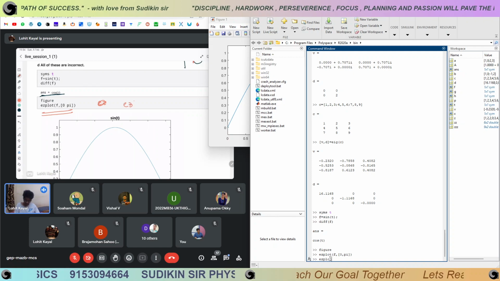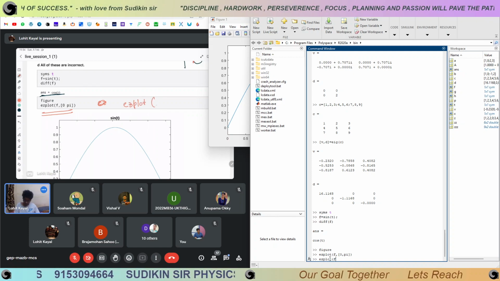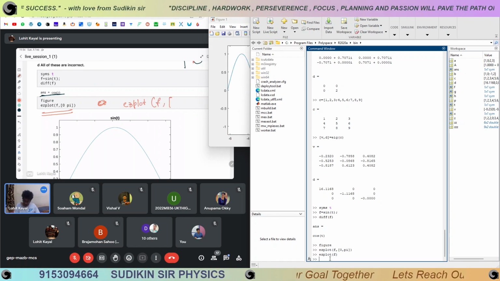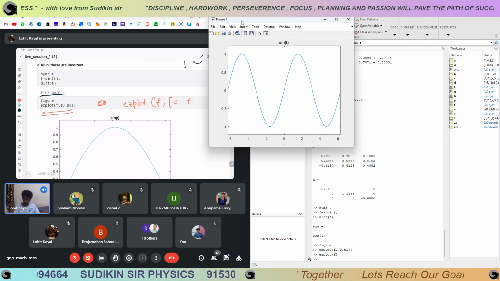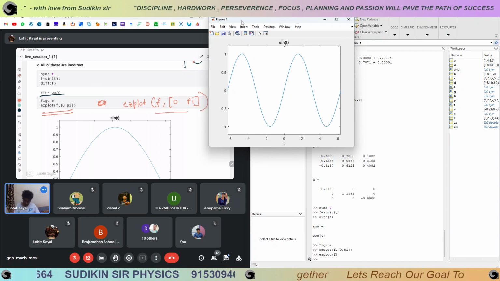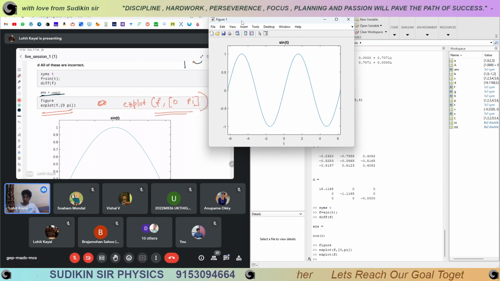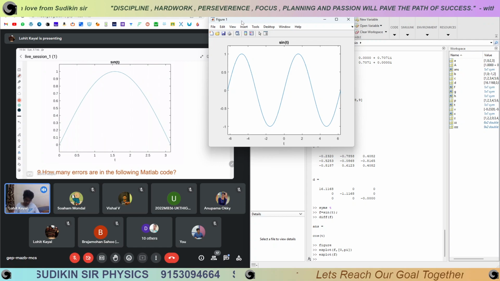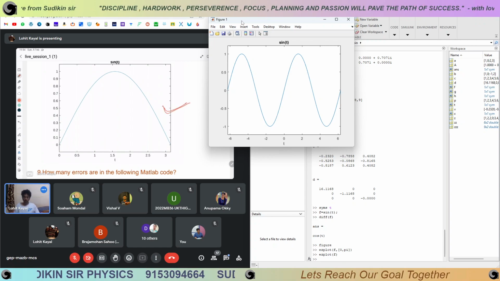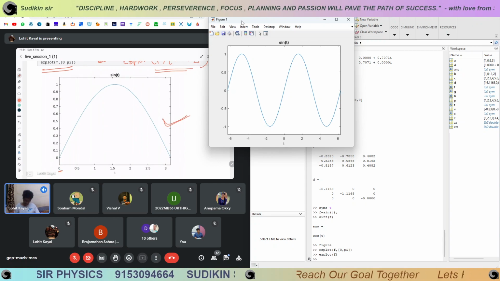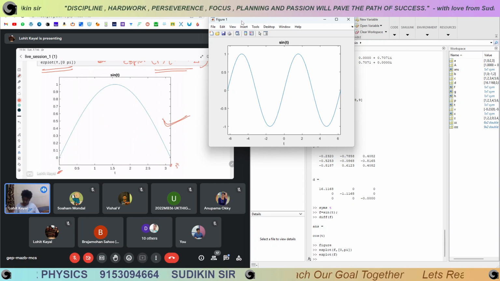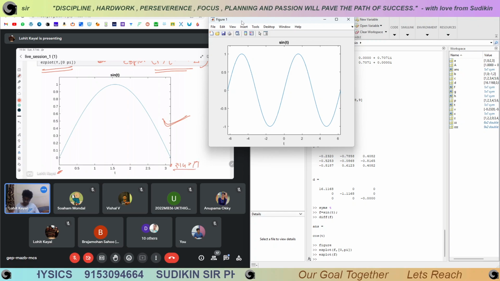So the syntax is ezplot f comma 0. This is the initial point, and this is pi. Just do this, and you will see this kind of result will appear. All right, so this is the plot of sine t. Here the starting point is 0, and this is 3.14 approximately, which is pi.